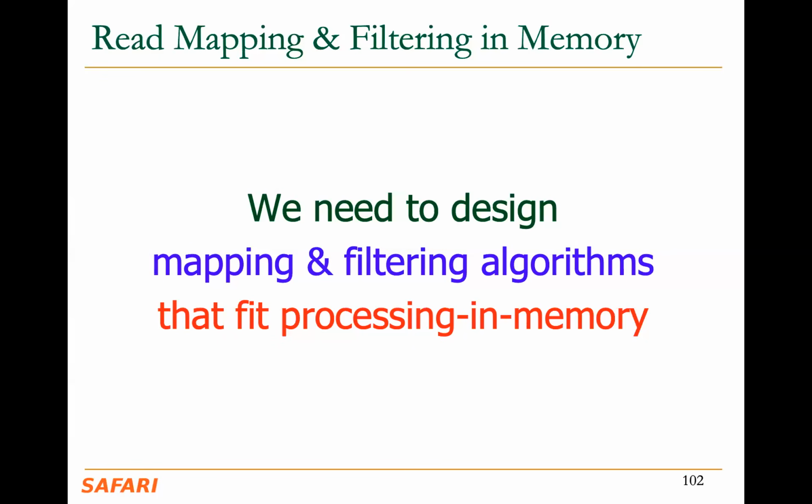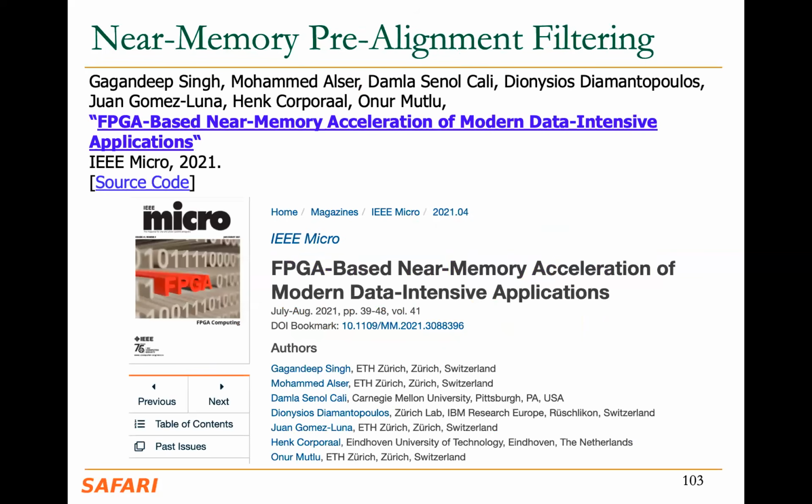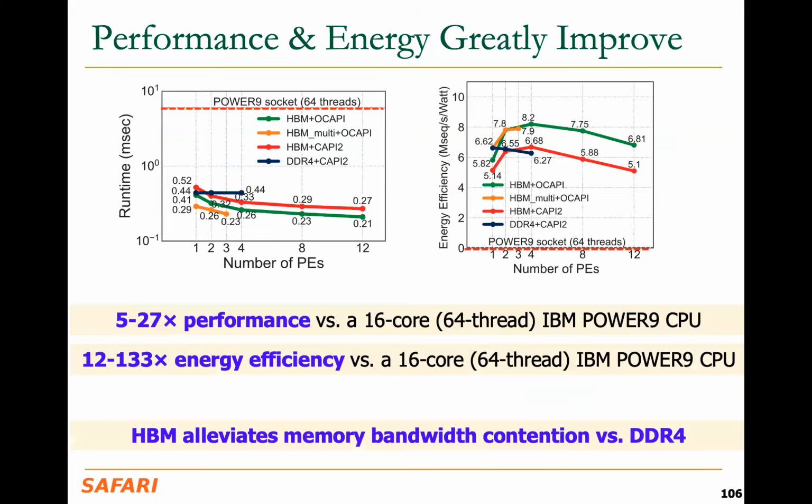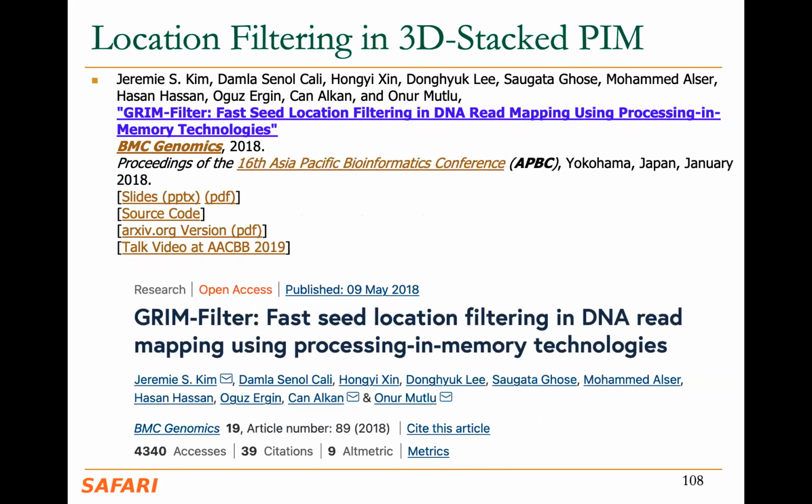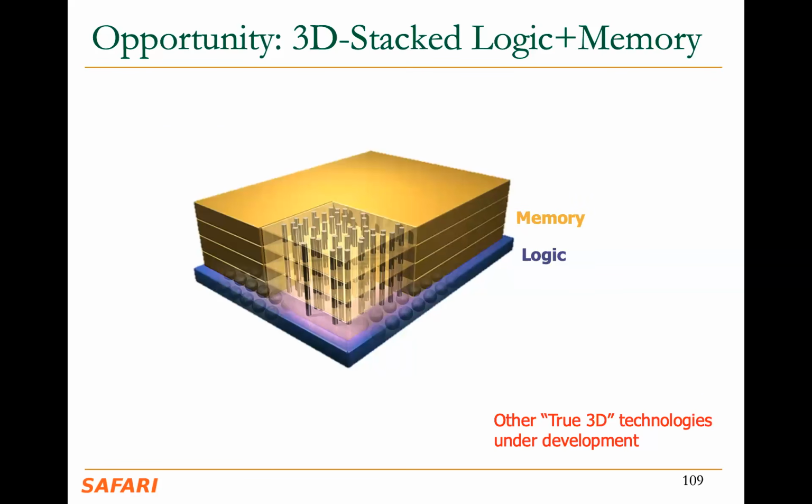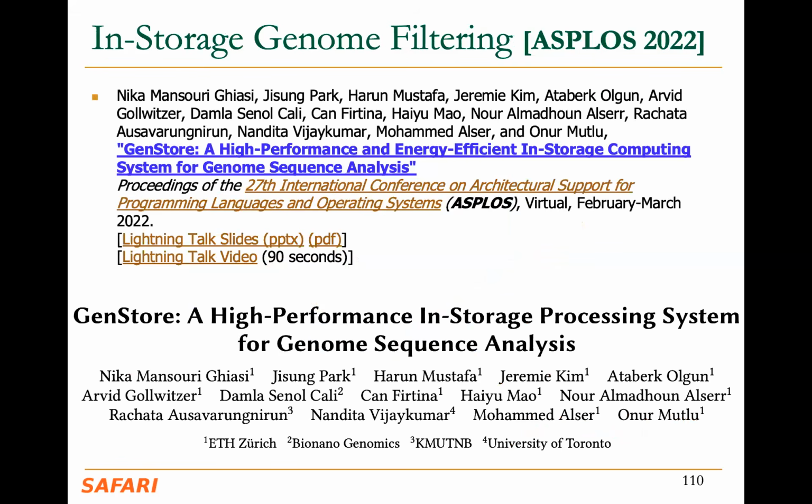But if you want to minimize the data movement that comes out of memory or storage or sensors, all of the sequencers are sensors in the end, we need to design these mapping and filtering algorithms to fit processing in memory. How do you do that? I think you can look at some papers. I will mention a couple of things over here. Actually, I'm going to skip some of these. You can certainly use emerging technologies like this, but I'm going to mention storage.